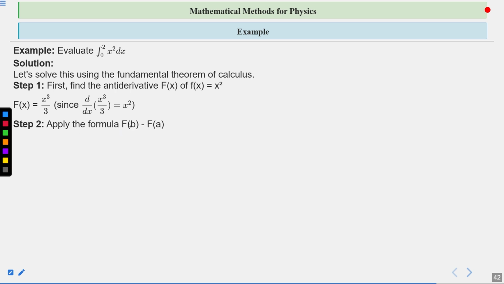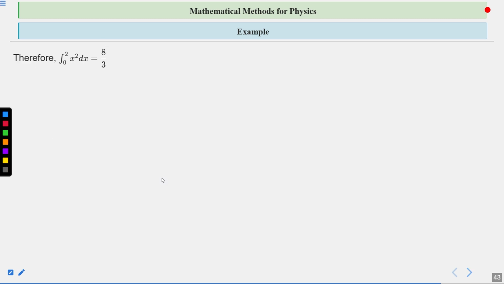Apply the formula F of b minus F of a. So it will be F of 2 minus F of 0, because b is 2 and a is 0. So it will be 2 cube divided by 3 minus 0 cube divided by 3. So it becomes 8 divided by 3 minus 0. So the answer is 8 by 3. Yes or no? Therefore, integration 0 to 2 x square dx is equal to 8 by 3.